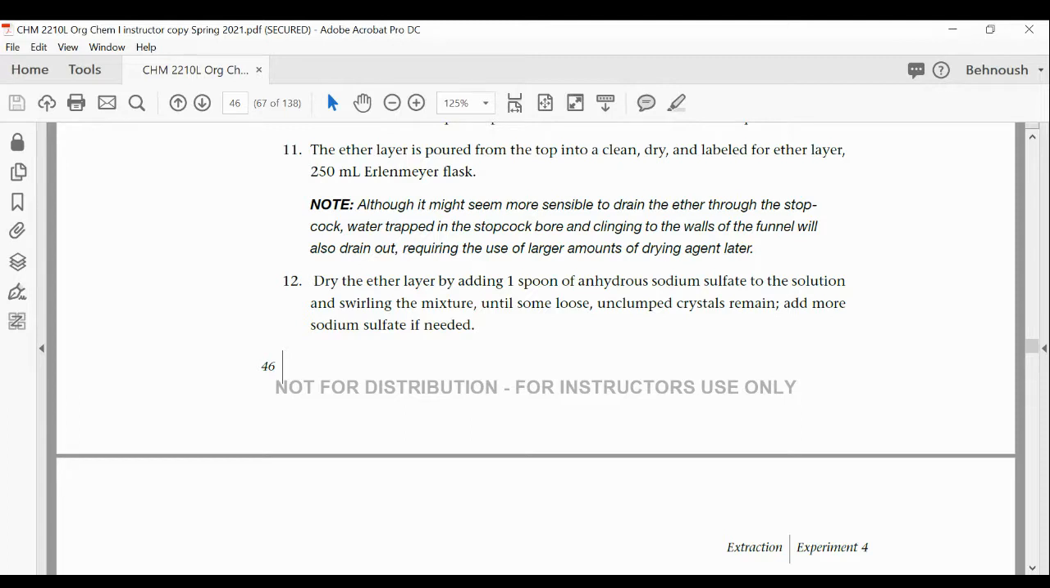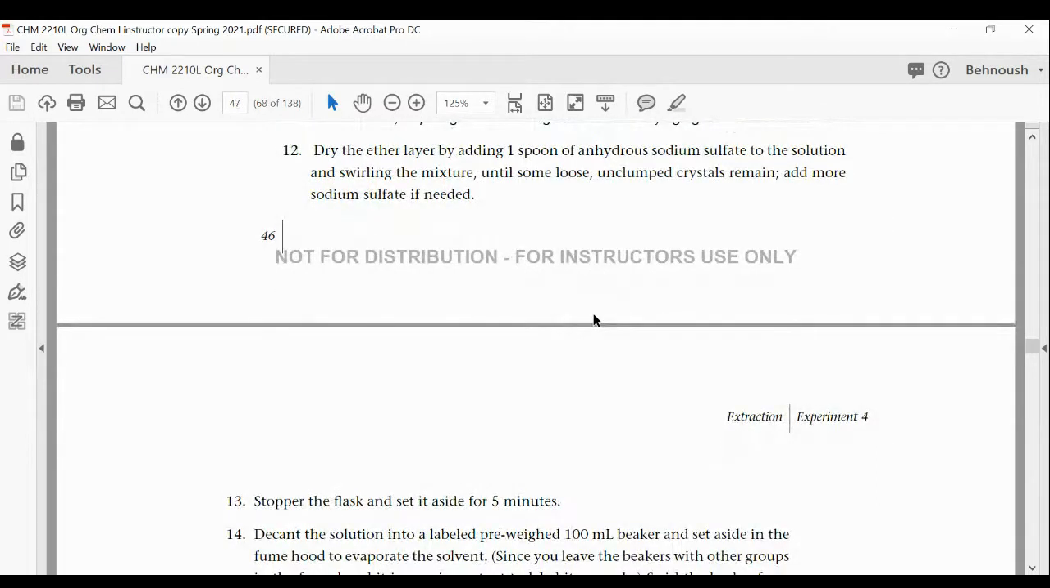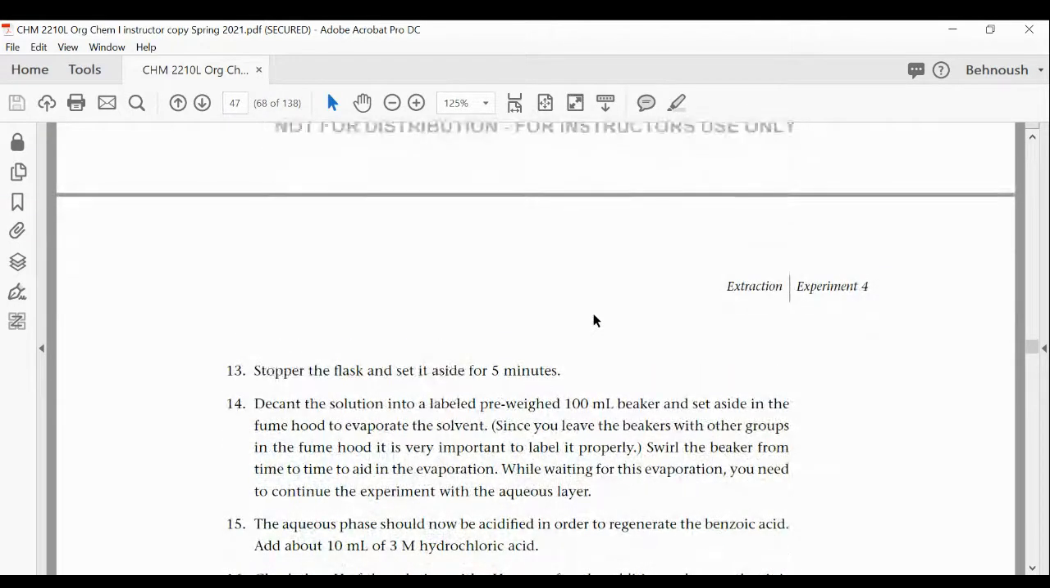You are going to wash the ether layer with water. Basically, you add water and drain the water. It's the same thing as washing the ether layer with water, because you want to remove any leftover sodium hydroxide, anything that is water-soluble in the ether layer. Then you collect the aqueous layer, which contains the benzoate, and you add HCl to that to get the crystals.